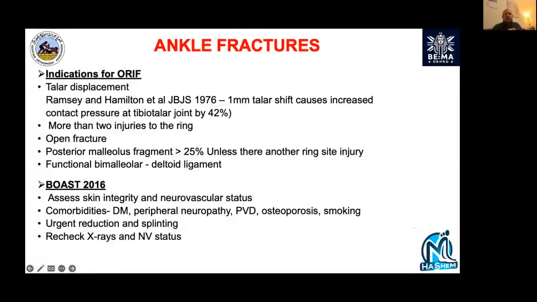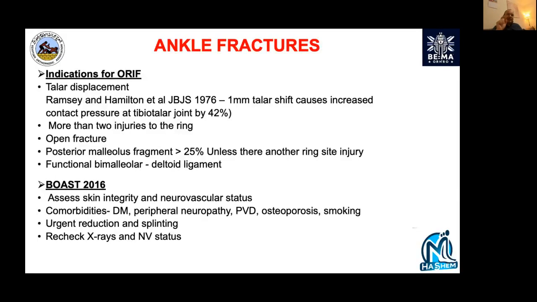If you're looking into the indications for open reduction internal fixation of the ankle, number one, any talar displacement is not acceptable. We agreed from the last lecture that the ankle is a very congruent joint, and this is why primary osteoarthritis has a very low incidence in the ankle. But this goes to the opposite side if you have any talar shift, because only 1 mm of talar shift will reduce the contact area and increase the contact pressure at the tibio-talar joint by about 42%.